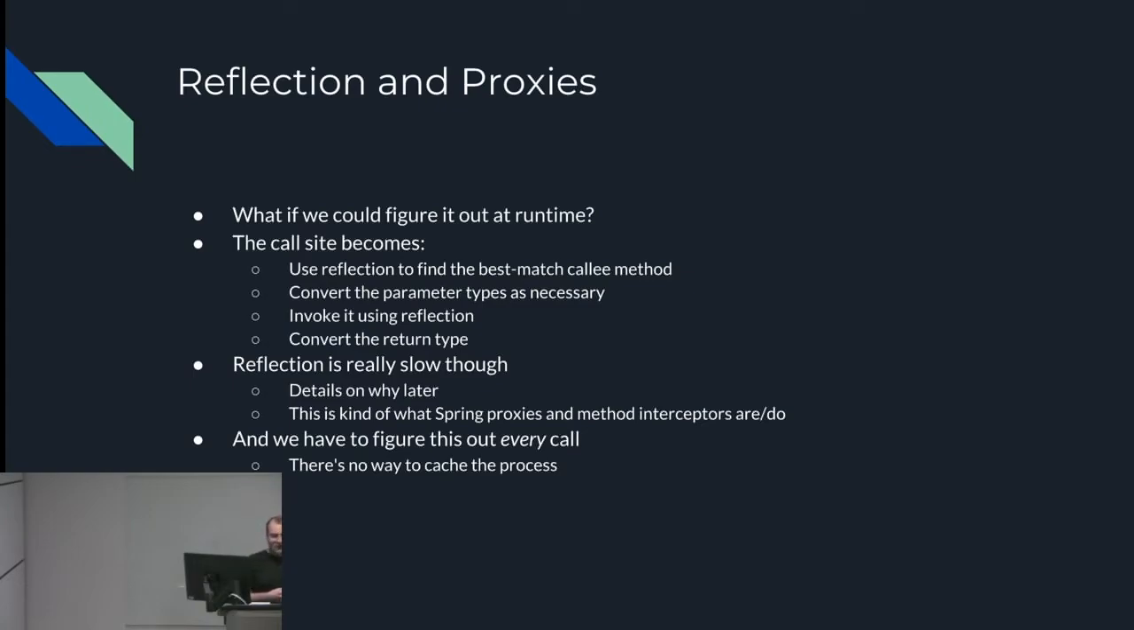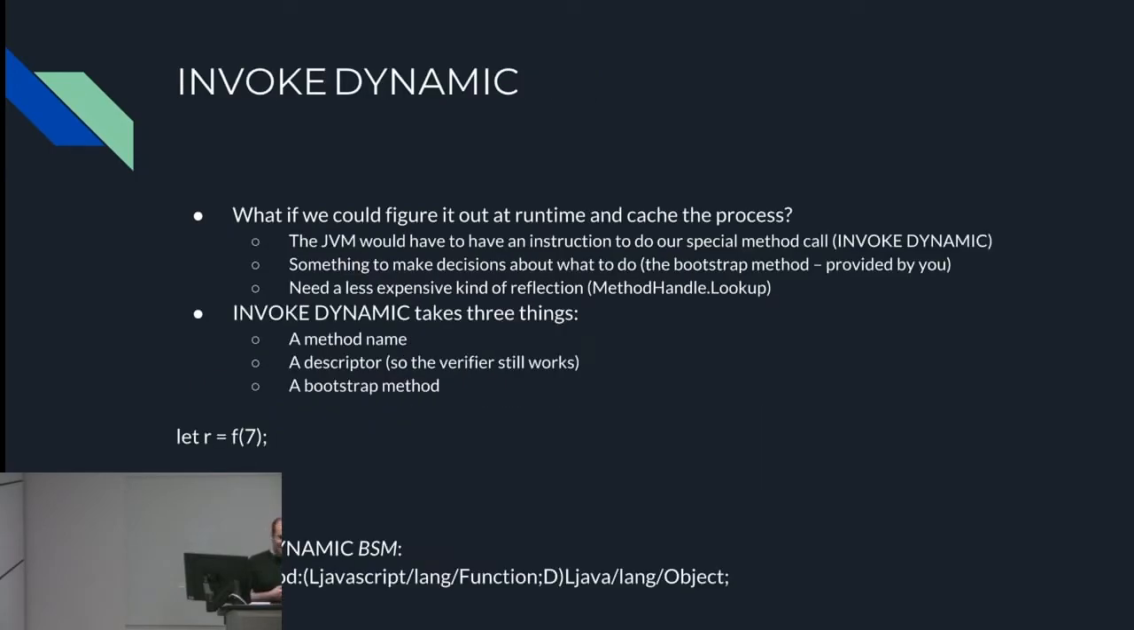The other problem is we have to figure this out every call. It would be really nice if we could cache the procedure, because we know the procedure is going to be the same the next time we make the call. And there's no real way to do that until invokedynamic. So what if we could figure it out at runtime and cache the procedure? We'd need 3 things to make that work. The JVM would have to have an instruction to do our special kind of call, that is invokedynamic. It's going to have to provide something that figures out this mess and decides what to do. That's something that you provide called the bootstrap method. And we need a better kind of reflection.